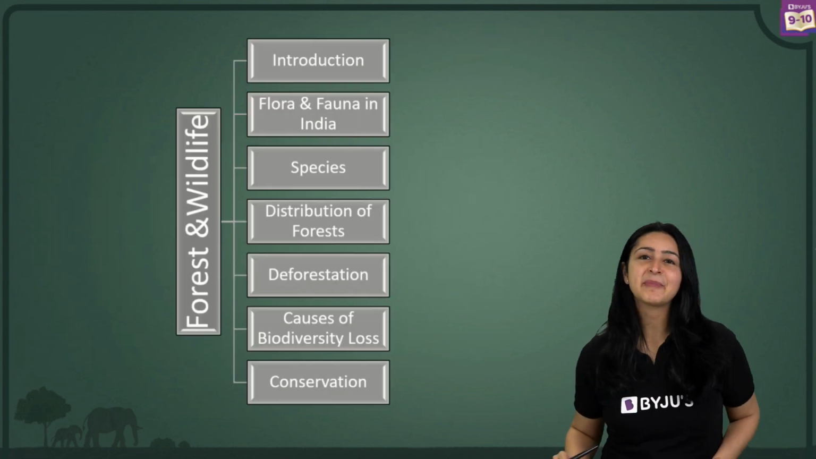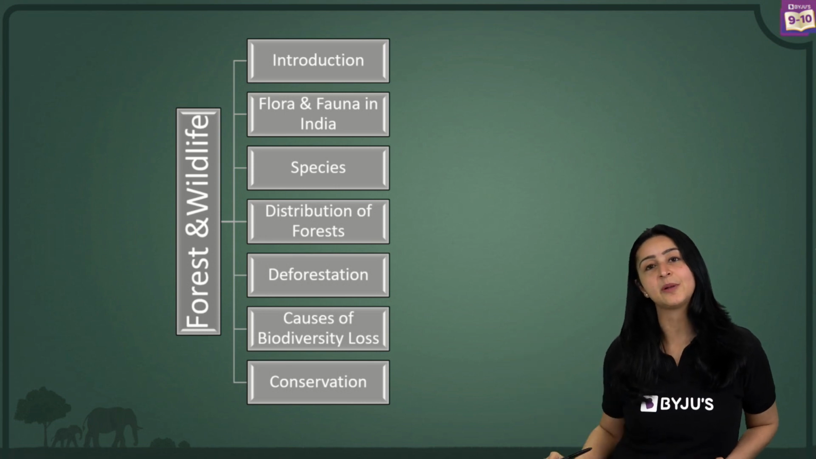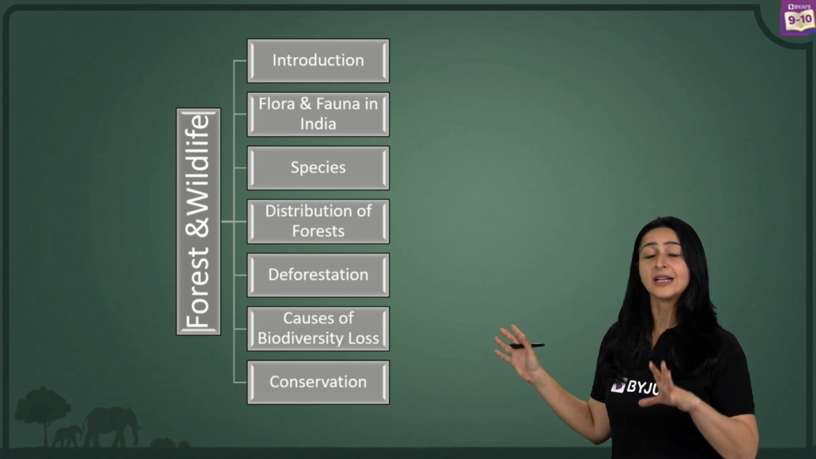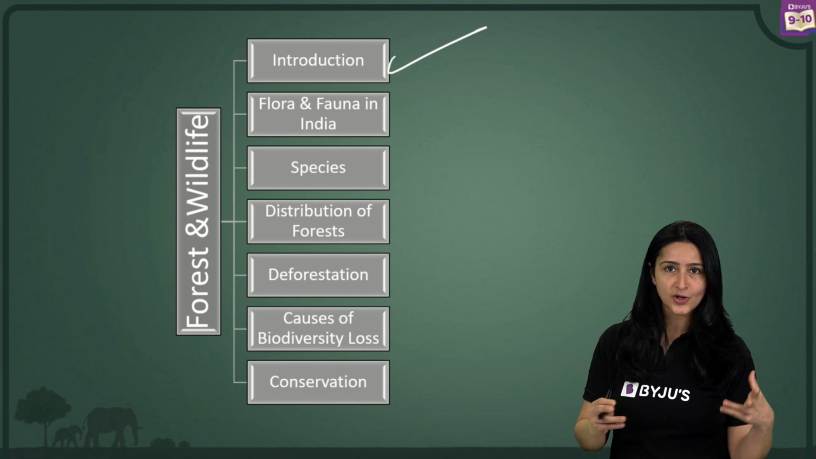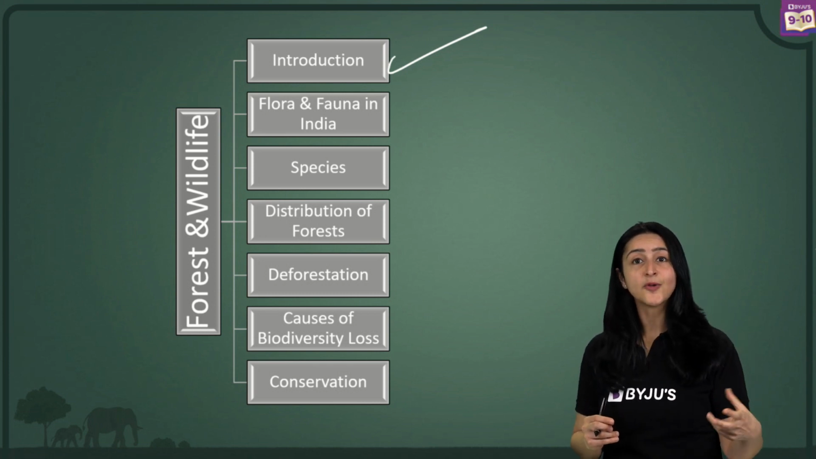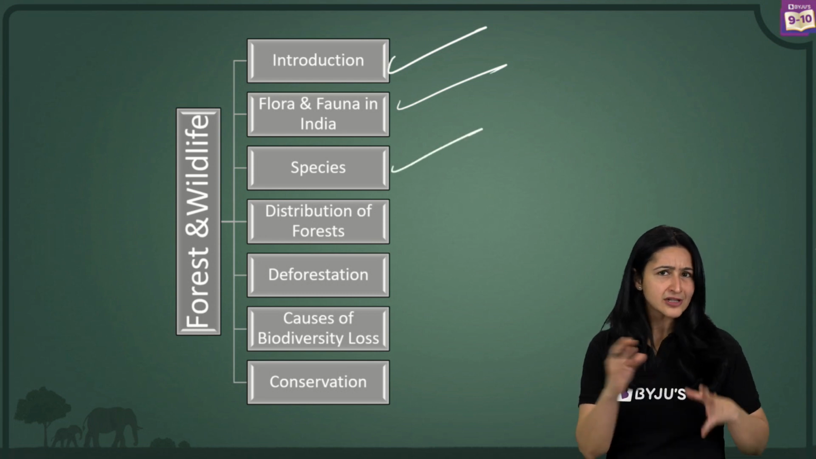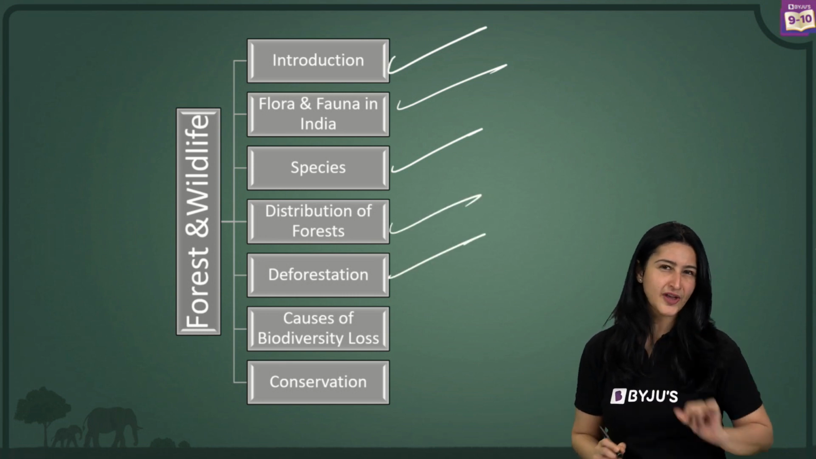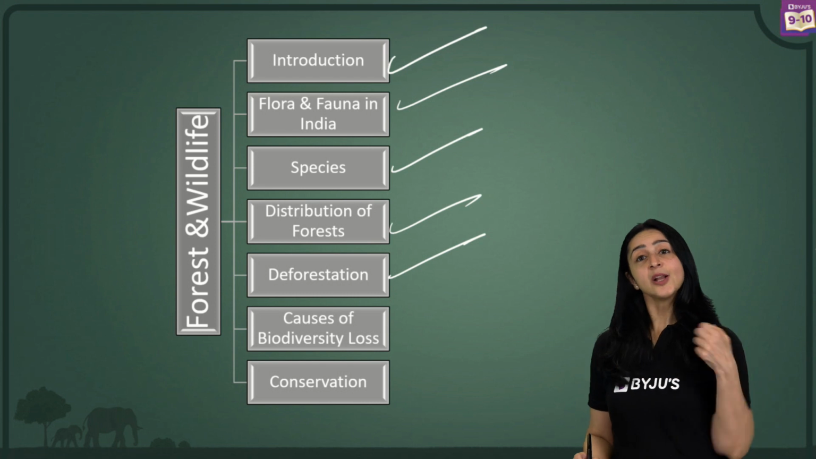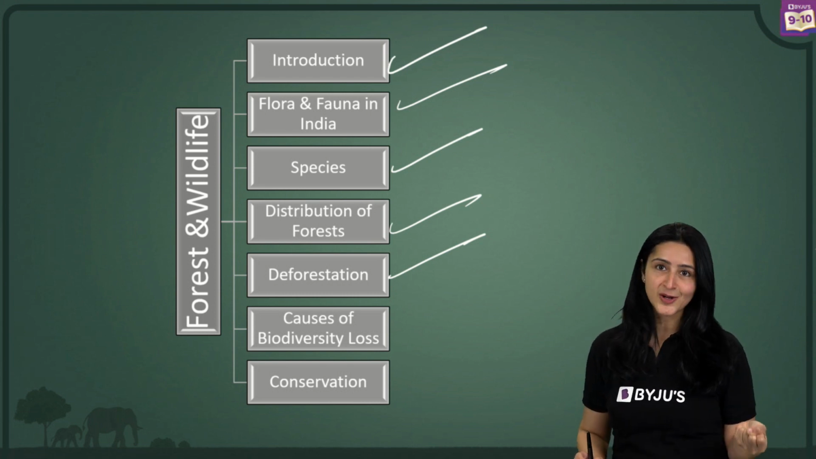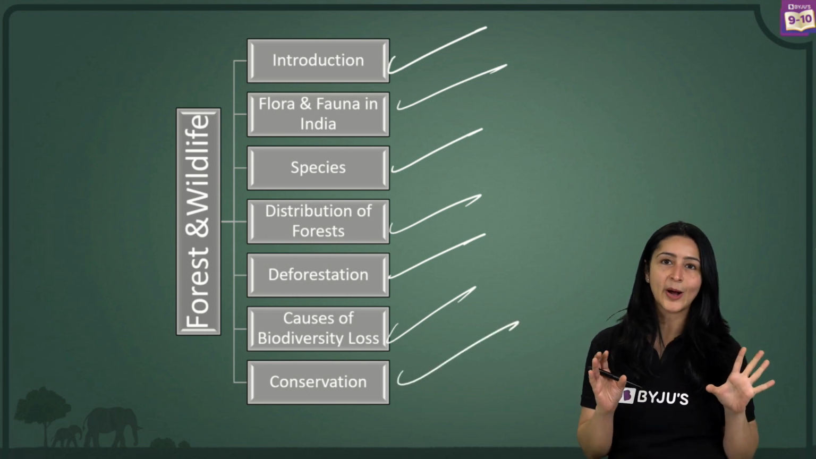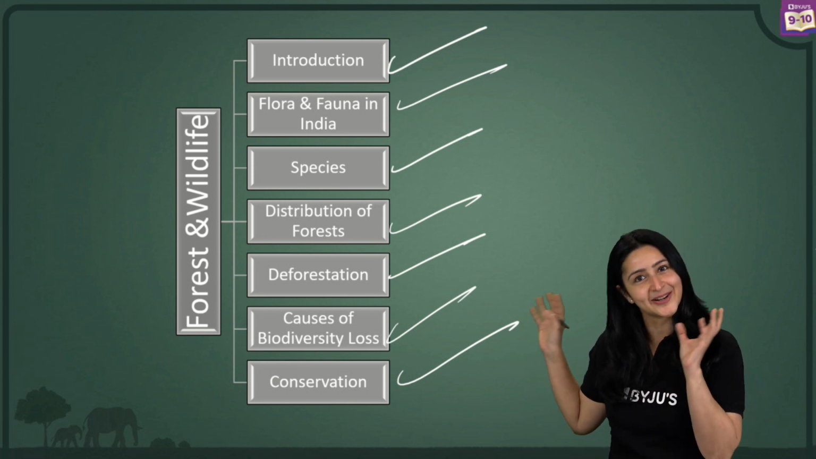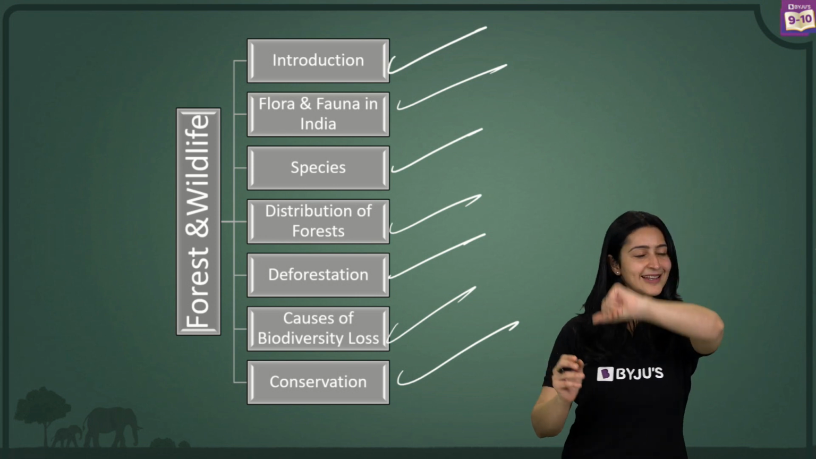Now, before we begin with today's session, let us take a look at the topics that we will be covering in this particular chapter. Number one, we will be doing the introduction. Then we will be talking about flora and fauna in India. We will be talking about different species. We will be talking about distribution of forests. We will also be talking about, very importantly, deforestation. We will then go ahead and understand what are the causes of biodiversity loss, and then we will talk about conservation. Now, breathe. We will be going more into detail into each of these subtopics, and by the end of this chapter, you're going to find it easy peasy.